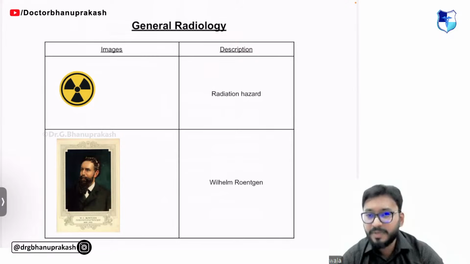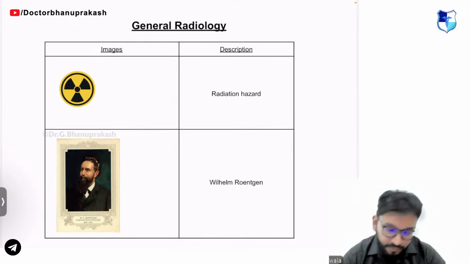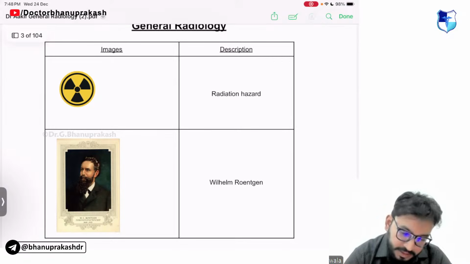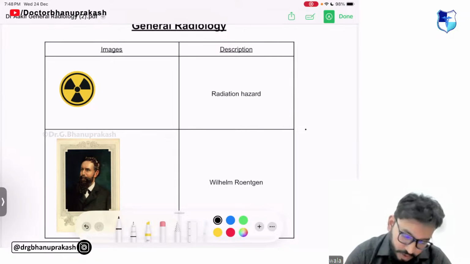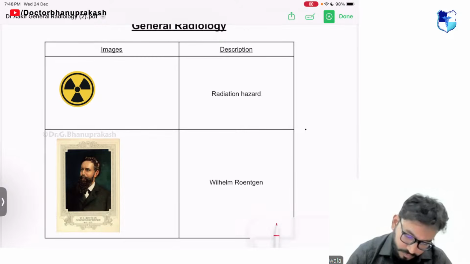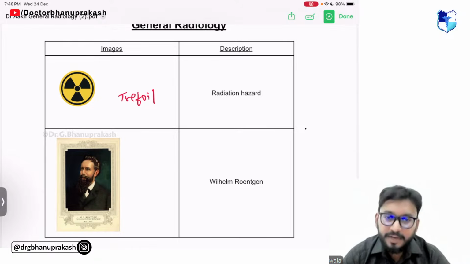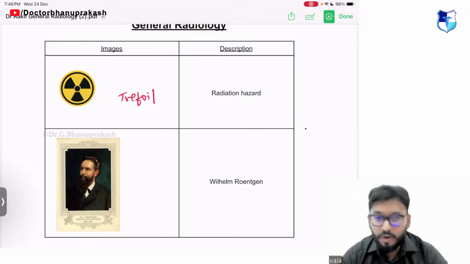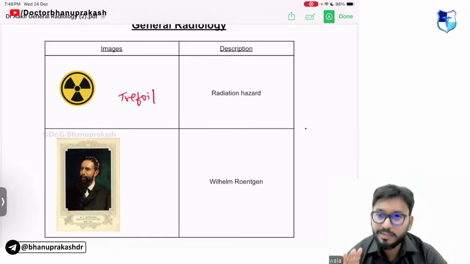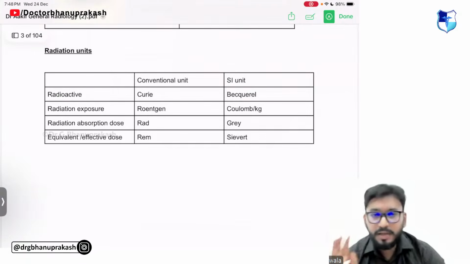Right, so first things first. Guys, this is an image. Let's pay the respects. The first image is of a trefoil. Yes, it is a trefoil, and this is nothing but the symbol of radiation hazard, guys. And the second photo is of William Röntgen. This was the person who first discovered X-rays. Right. Now let's move on, guys.